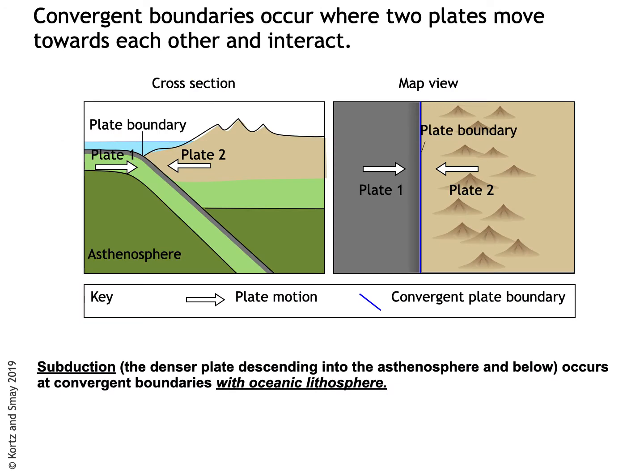To review, convergent plate boundaries occur where two plates move towards each other and interact, producing these processes and features that we're looking at this time. A reminder, a big process that can occur at convergent boundaries is called subduction. In this case, the denser plate, which has to be one of the oceanic lithospheric plates, descends into the asthenosphere and below, and this occurs at convergent boundaries with oceanic lithosphere. Again, because the only kind of plate that can subduct into the rest of the mantle is an oceanic lithospheric plate.